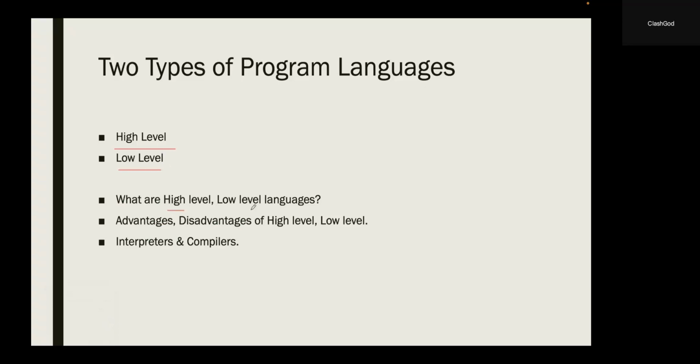First, what are high-level, low-level languages? So what are the differences? Second, what are some of the advantages and disadvantages of using high-level or low-level languages? What are the goods or bads of each language, and when to use each? And lastly, we're going to take a look at what are interpreters and compilers. All right, so with these questions in mind, let's take a look at our first question.